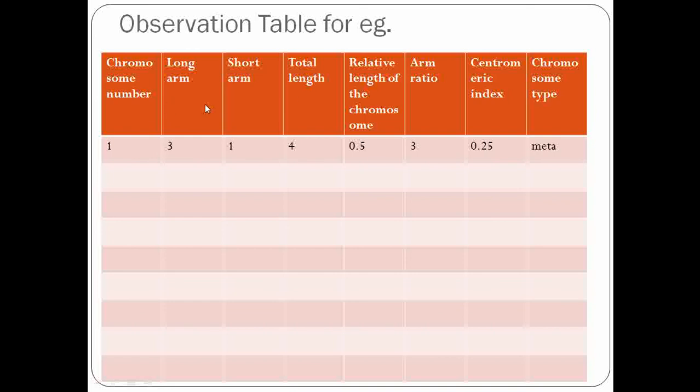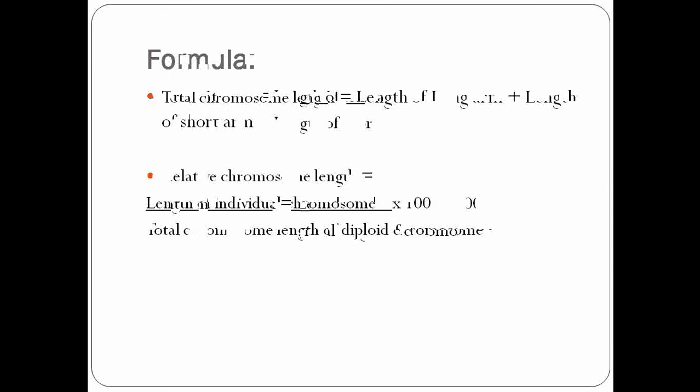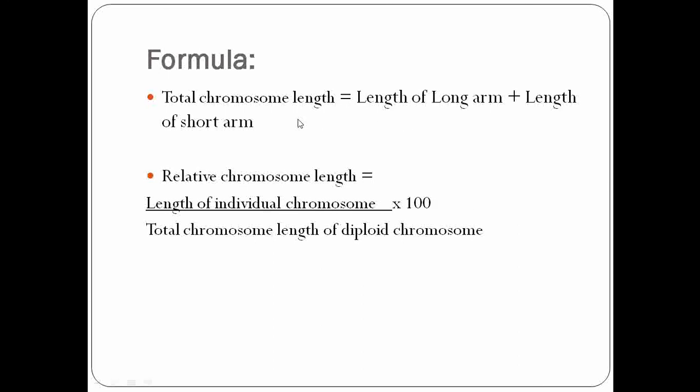So up to that one, it is easy. Okay, you can easily calculate the long arm length, short arm length, and total length. But for the rest, you need the help of formulas. So first we see the formulas. See here, how you are going to calculate the total length of the chromosome, that is the length of the long arm plus the length of the short arm.